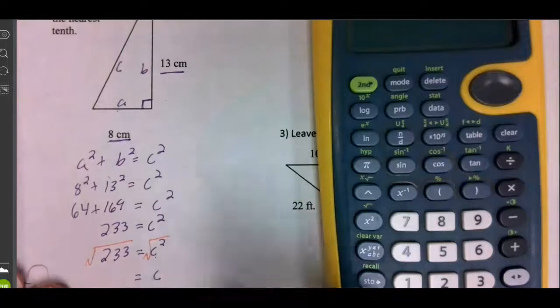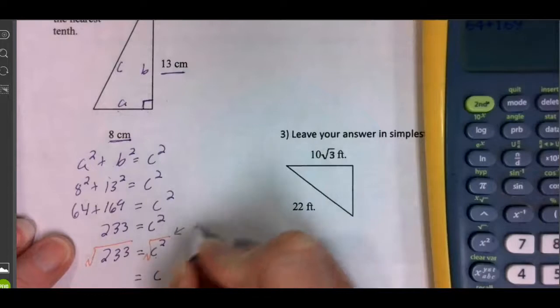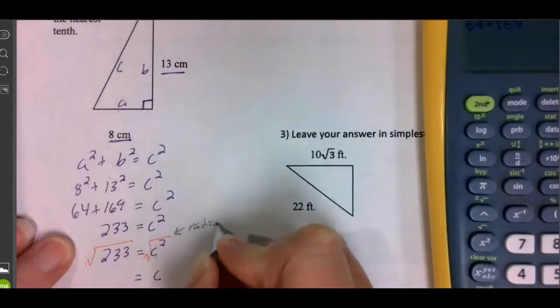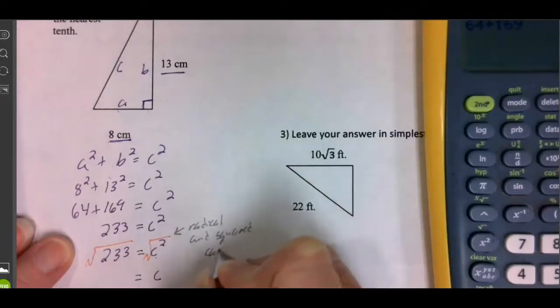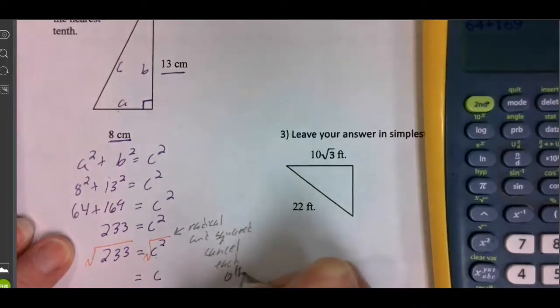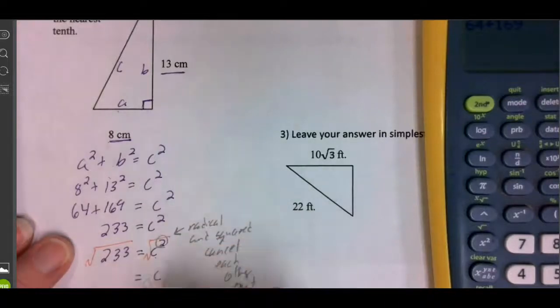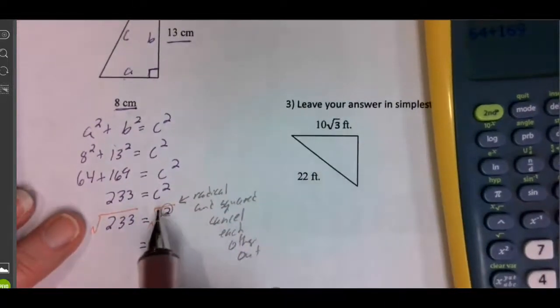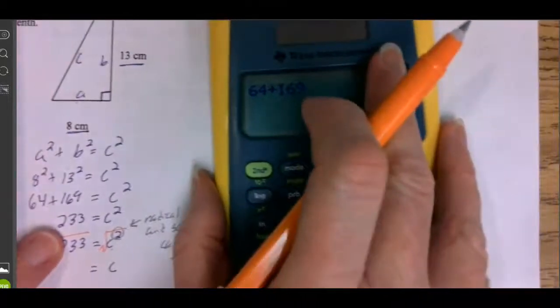Here's one thing you might want to realize and write down: this radical, a square root sign, and a squared number, it's like they cancel each other out, and they do cancel each other out. So if I ever take the square root of something squared, I'm just going to get that something. So here it's going to be C. Now, 233 is not a perfect square, in case you were wondering.